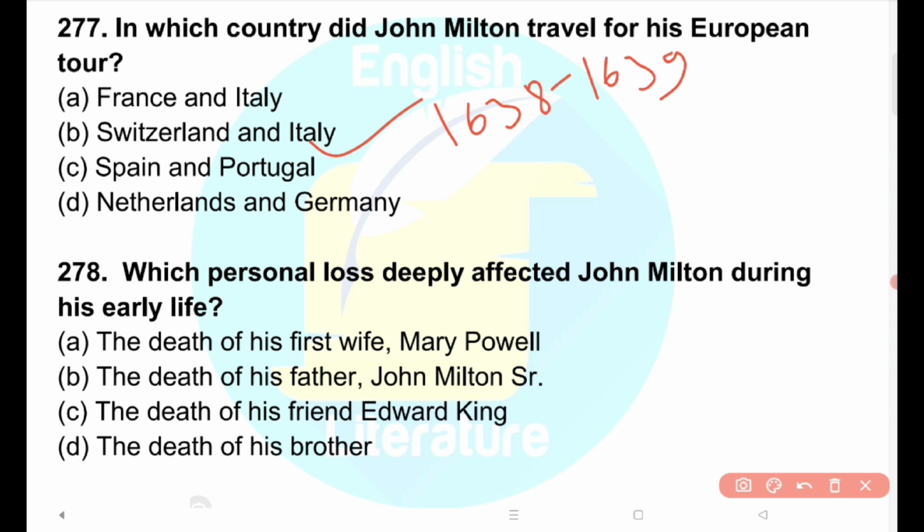Which personal loss deeply affected John Milton during his early life? Option C, death of his friend Edward King.